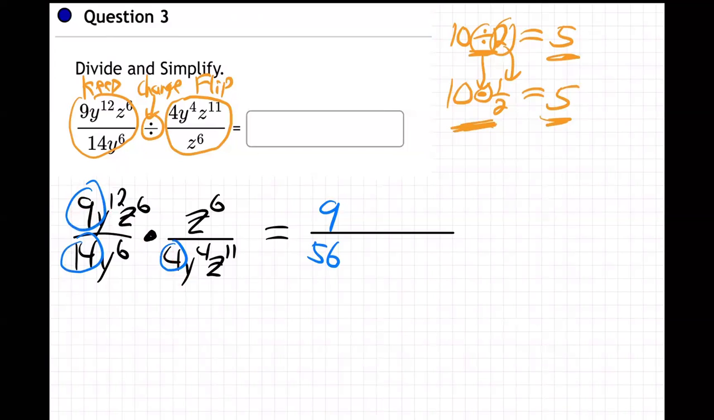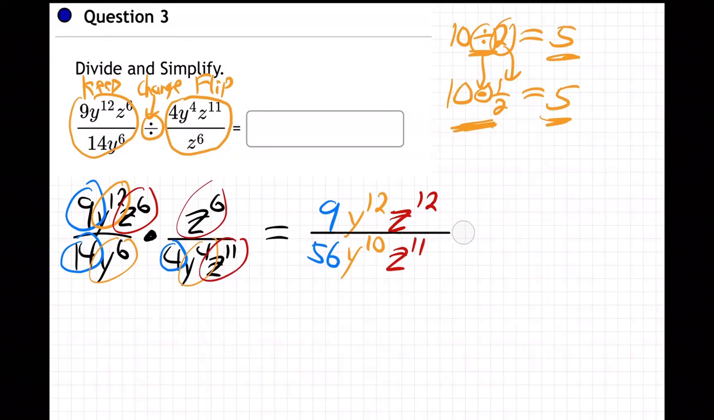Now we just handle the letters. So we got y to the 12th on the top. On the bottom, we have y to the 6th, y to the 4th, which is y to the 10th. And when it comes to the z's, we have z to the 6th, z to the 6th, which is z to the 12th. On the bottom, z to the 11th. And then we do one more step of simplification, and we'll be done.